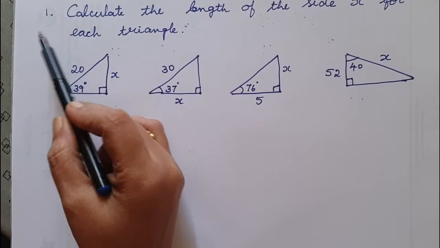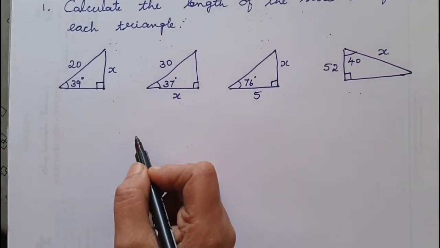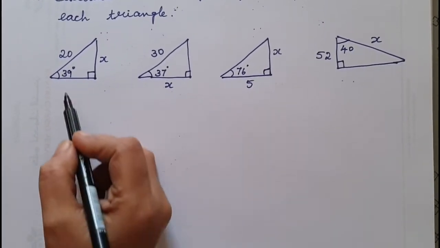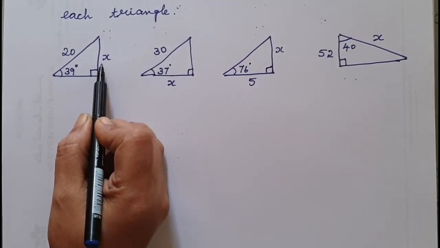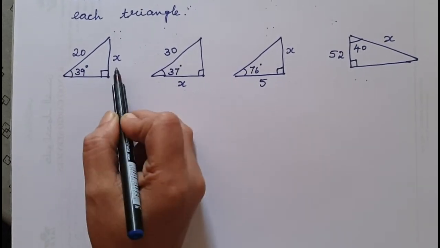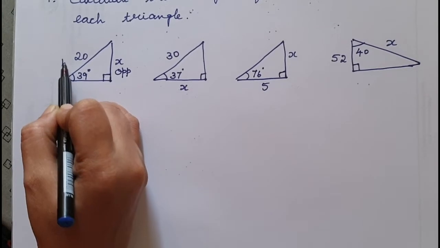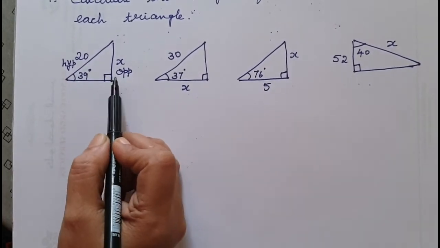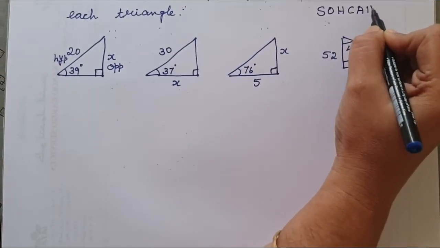The first example: calculate the length of the side x for each triangle. Four triangles are given, and for each of these triangles we'll find the value for x. Now for our first question, this is the angle given, so this becomes our opposite side, and this is our hypotenuse, opposite to 90 degrees. So which one relates to this? Now we have SOHCAHTOA.